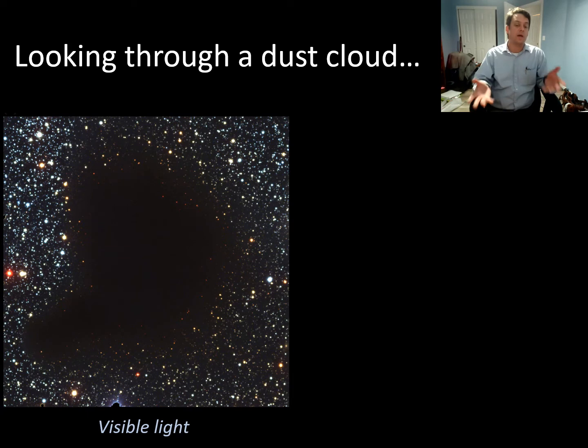So the question is, why on earth is there nothing there? Well, the answer is, it turns out there's not actually nothing there. What's actually there is a big cloud of interstellar dust, and it's in between us and these background stars. And so what's happening is that it's absorbing all that light.